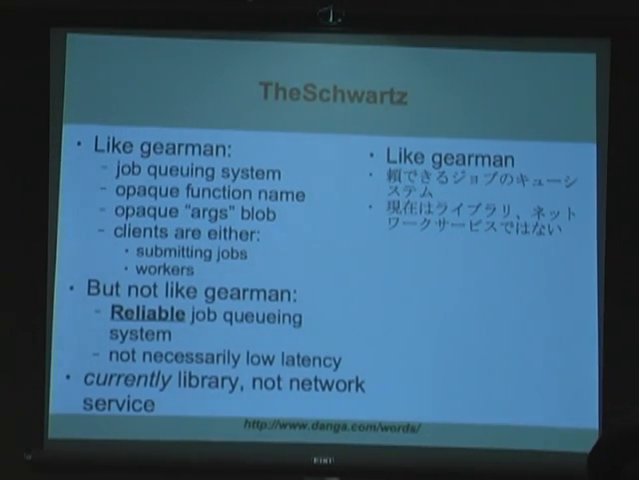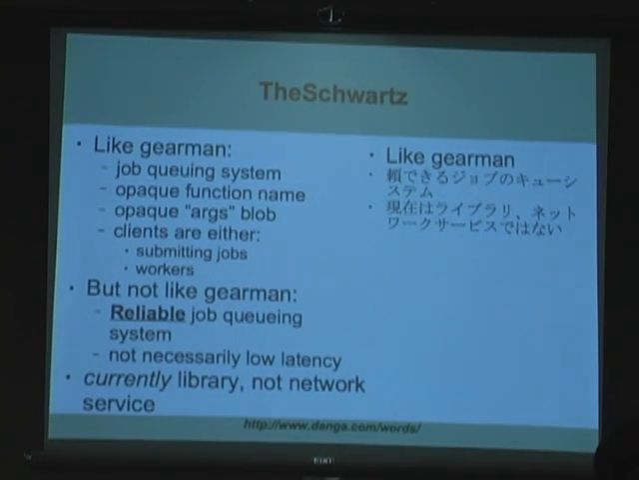So it's like Gearman in that there's an opaque function name and opaque args, but unlike Gearman, it's not low latency and it's incredibly reliable. So this is for things where you want a job to be done and you don't want to wait for it because you know it's going to take a while, but if there's failures, you define the failure policy and the retry policy and all this stuff, and you can come back later and get the status of it after the fact.